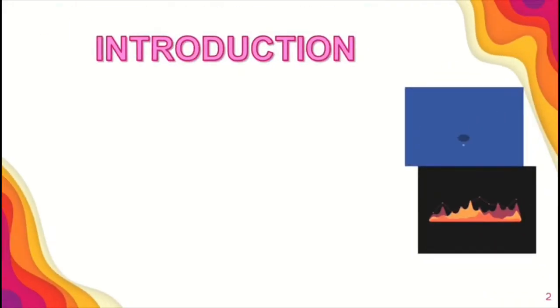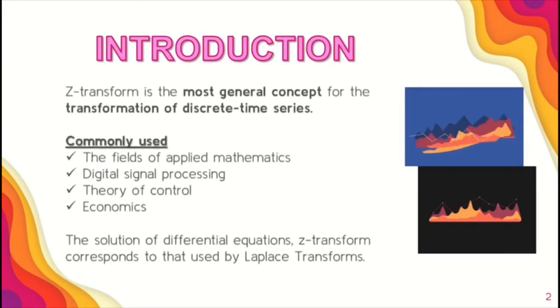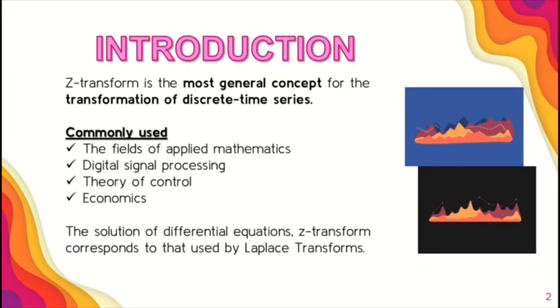Introduction for Z transform. Z transform is widely used as an analysis tool for signal processing. It is the most general concept for the transformation of discrete time series. It is also commonly used in the field of applied mathematics, digital signal processing, theory of control, and economics. It's a generalization of Fourier transform, FT. Why? FT does not converge on all sequences.